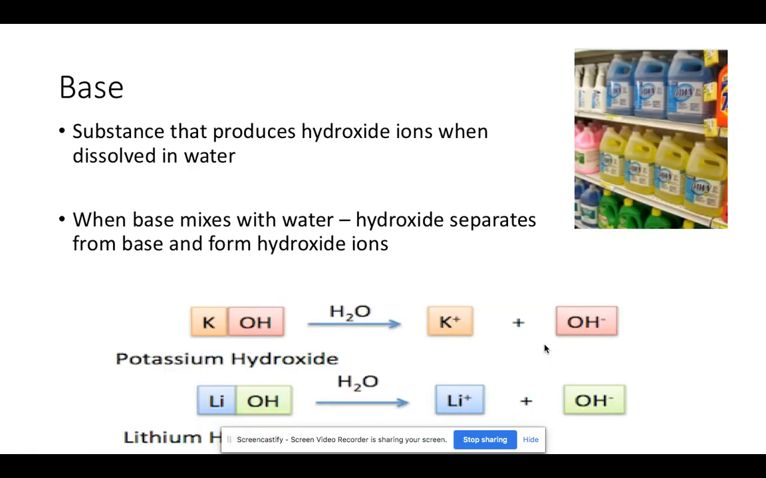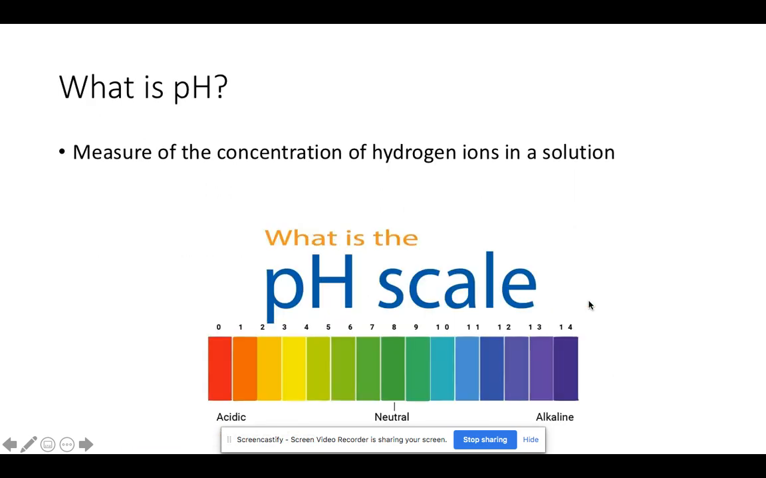A base is a substance that produces hydroxide ions when dissolved in water. When bases mix with water, the hydroxide separates and forms hydroxide ions. So here you put a chemical into water and you get this hydroxide ion. A hydroxide is an OH minus.